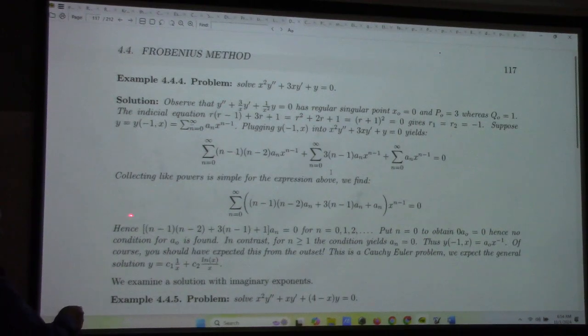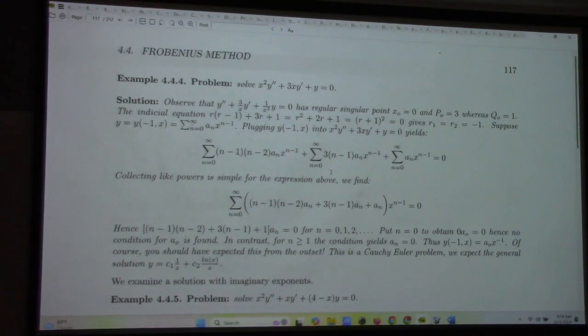Oh, does this just work out to n squared? Because I get plus 2 minus 3 plus 1. So this just simplifies to n squared a sub n, right? So no condition on a sub 0. But for every higher n, we've got something non-zero times a sub n equal to 0, right? Which means that a sub n is 0 for n larger than or equal to 1.